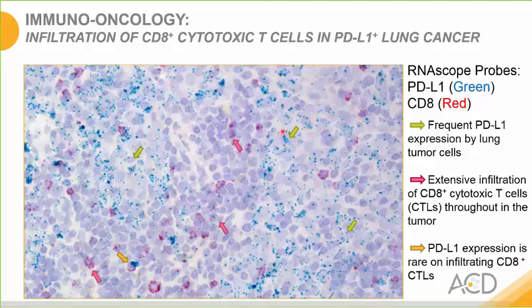So the green sometimes shows up as blue on your screen. Extensive infiltration of CD8 positive cytotoxic T cells throughout the tumor is indicated by the red signal. So you can see the red chromogenic signal, and these are highlighted by the pink arrows. Occasional co-expression of PD-L1 and infiltrating CD8 positive CTLs is noted by the yellow arrows, indicated in this cell here, where you see both red as well as green punctate dots.